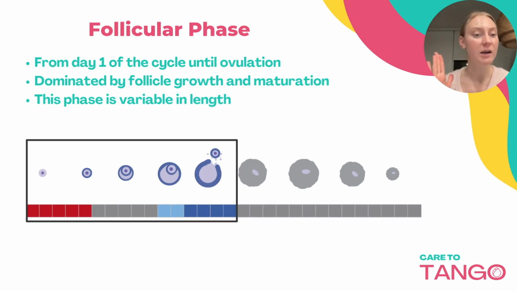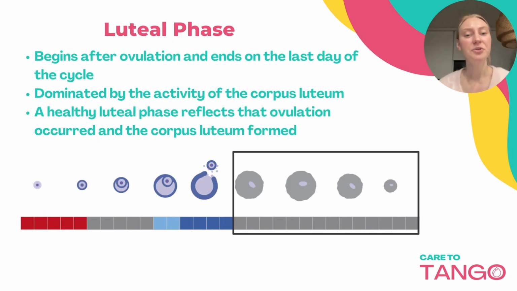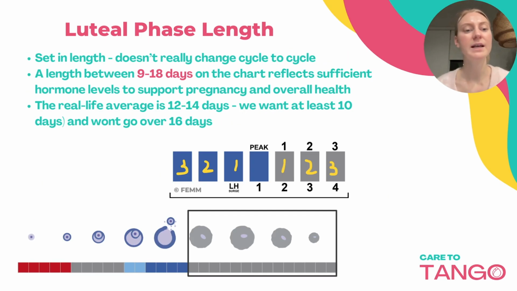So if you have a really long cycle, that is going to be due to the follicular phase, not the luteal phase. And the luteal phase begins after ovulation and ends on the last day of the cycle. So this is dominated by the activity of the corpus luteum, and a healthy luteal phase reflects that ovulation has occurred and the corpus luteum is formed. The luteal phase, like we mentioned earlier, is really set in length, so it doesn't really change cycle to cycle. And a length between 9 to 18 days for the FEM rules, so that's for charting purposes, reflects a sufficient hormone level that supports pregnancy and overall health.